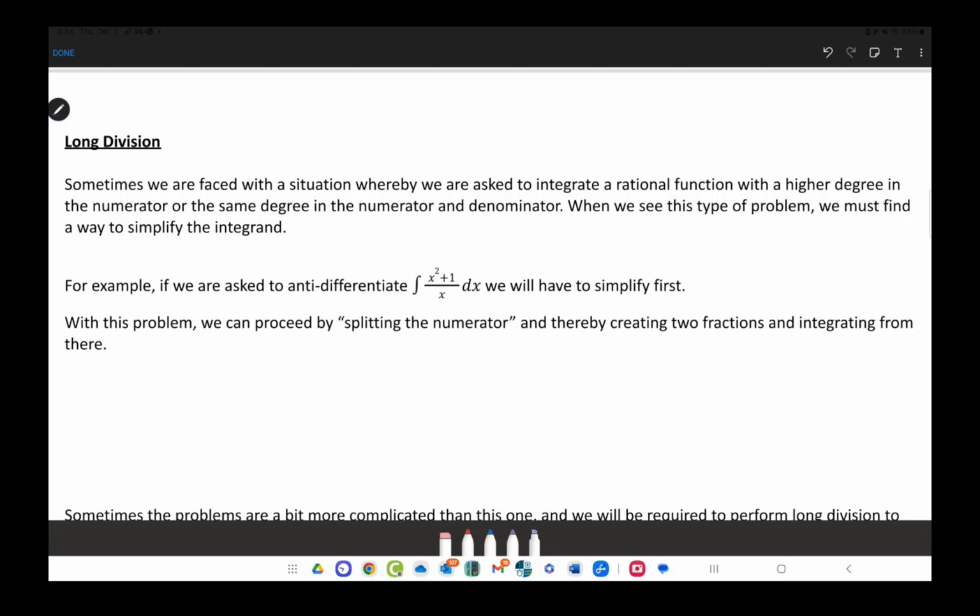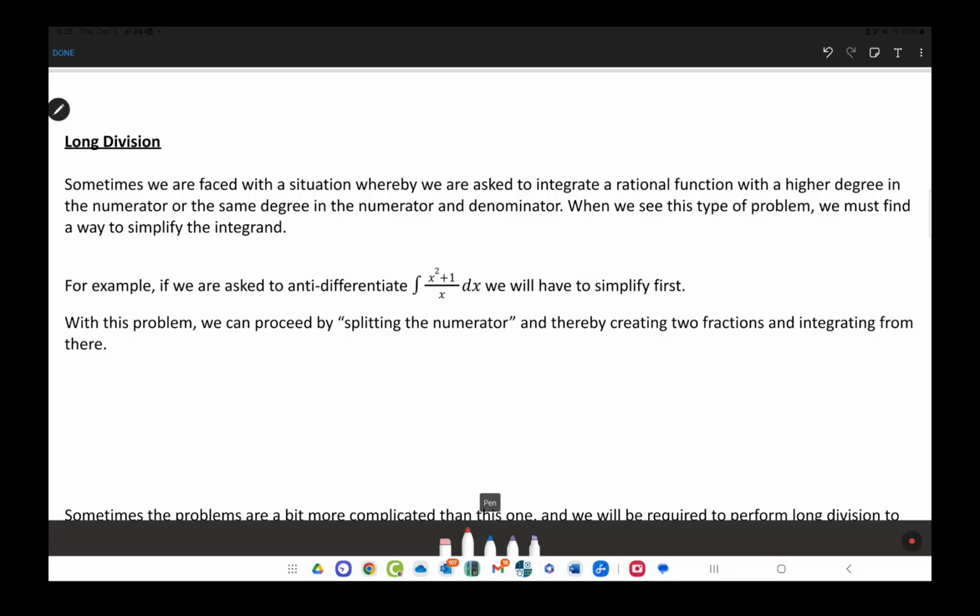So sometimes we're faced with situations where we're asked to integrate rational functions with a higher degree in the numerator or the same degree in the numerator and denominator. When we see this type of problem, we must find a way to simplify the integrand. For example, if we're asked to anti-differentiate x squared plus 1 over x, we simply have to divide first. So we can rewrite this since we only have one term.